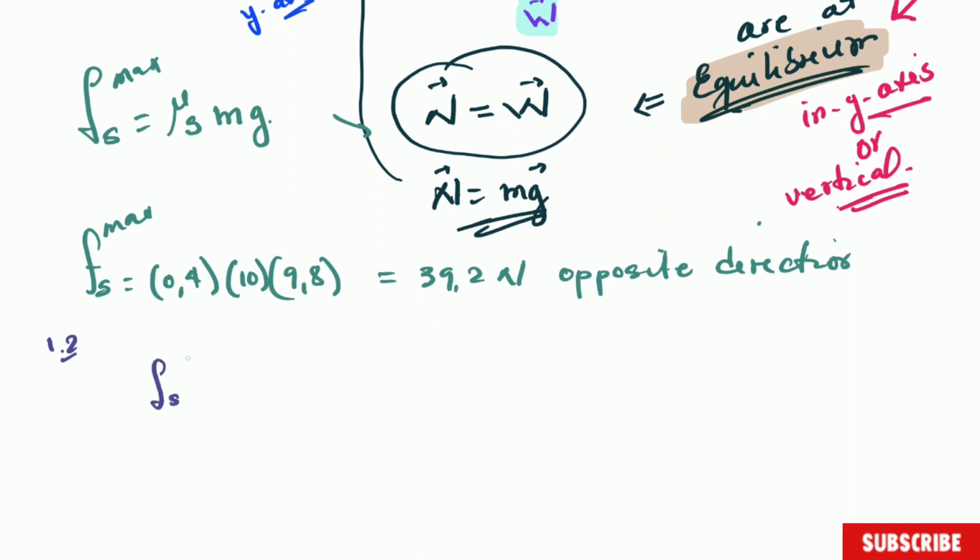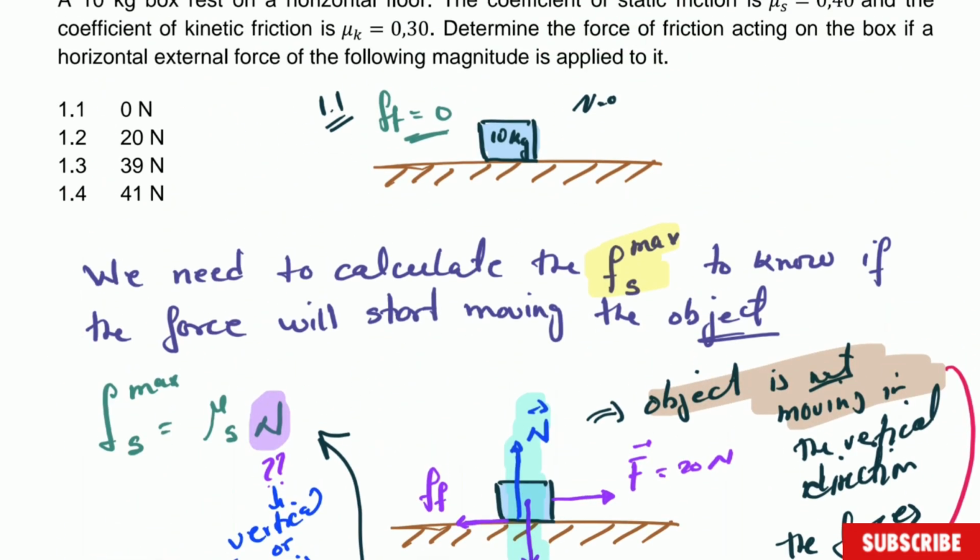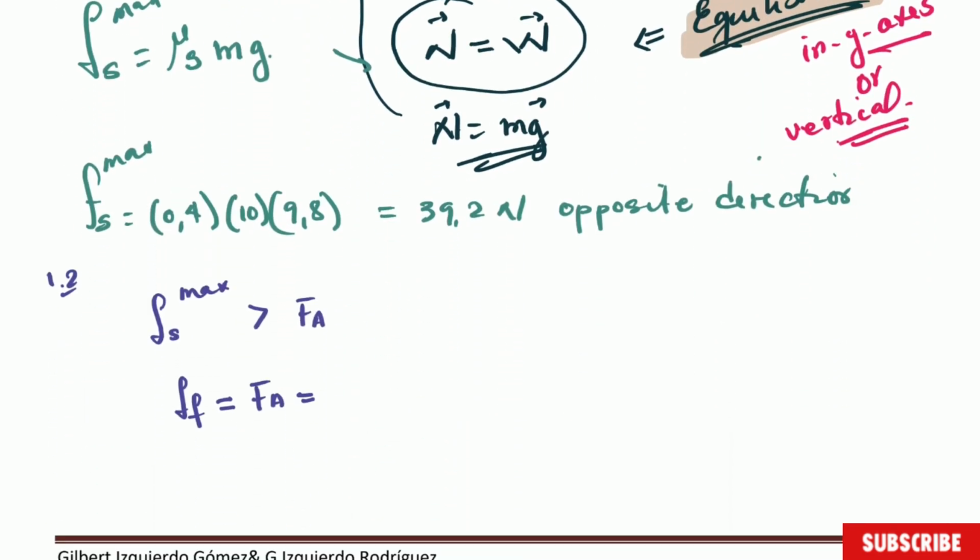The maximum static frictional force is greater than the applied force. Therefore, the frictional force is going to be equal to the applied force, which is 20 Newton. We need 39.2 to move the object. So it is 20 Newton in the opposite direction because the maximum static frictional force is greater than the applied force. Quite simple.